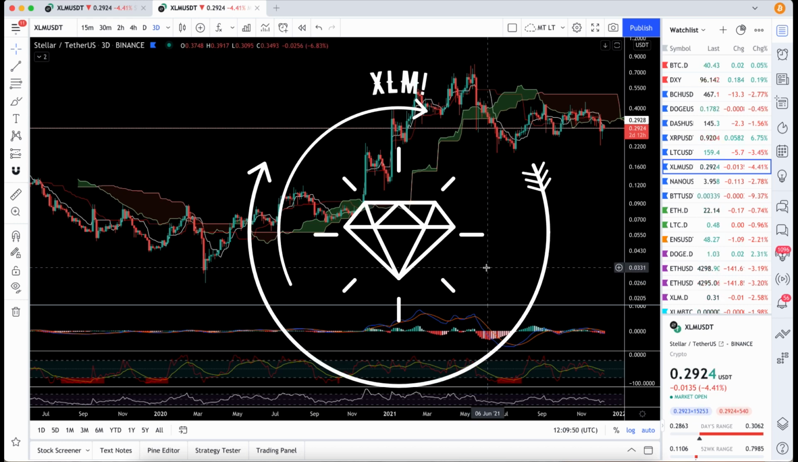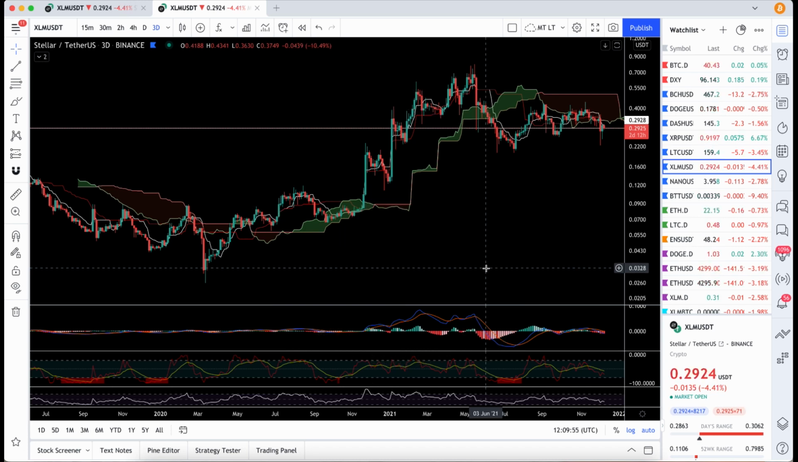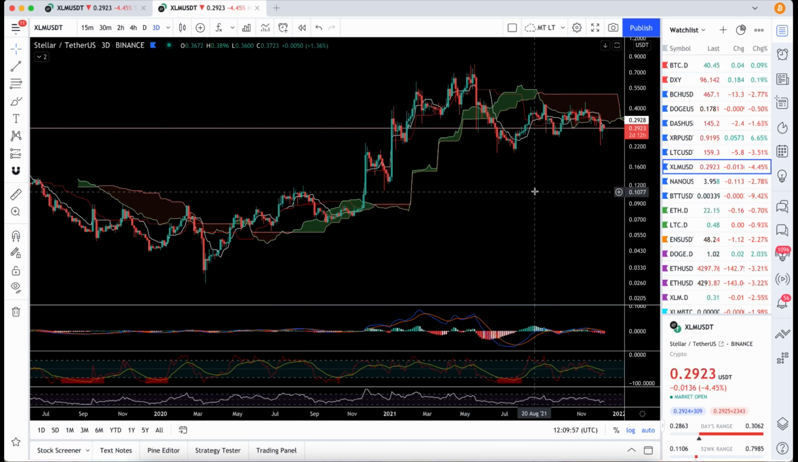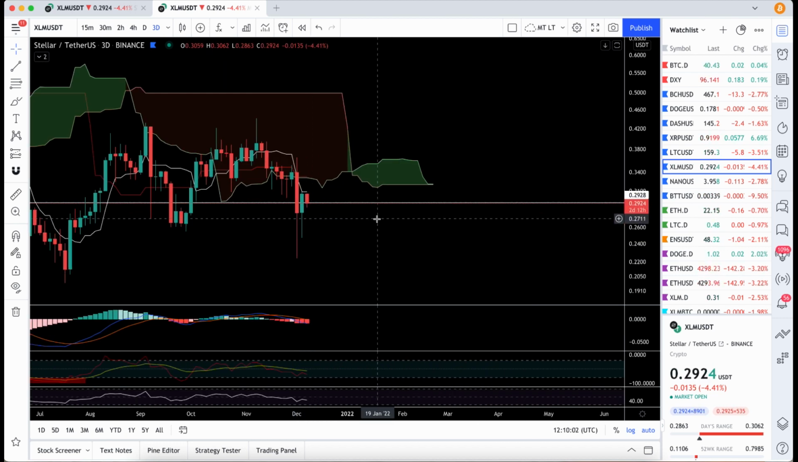In this video, I'll be taking a look at Stellar Lumens USDT pair as well as Stellar Lumens BTC pair. So this is a 3-day chart from Binance. Every single bar that you see here represents 3 days worth of price action.